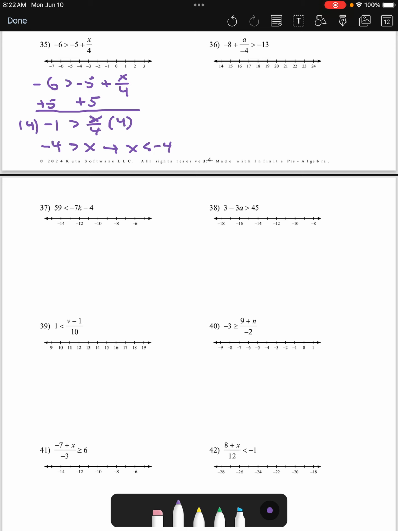As always, before I graph, I'm just going to flip that whole thing around so it's a little easier to read. X is less than negative 4. Open circle at negative 4, arrow to the left.